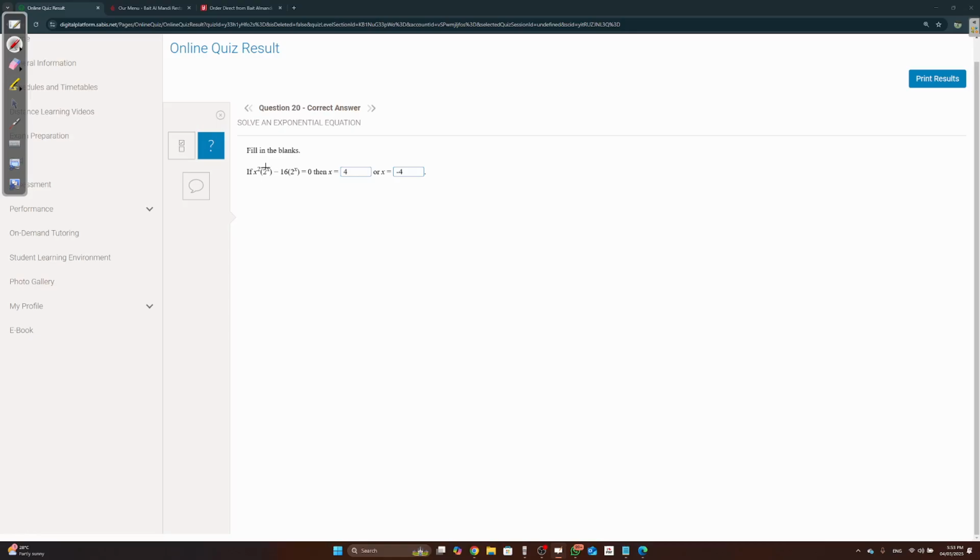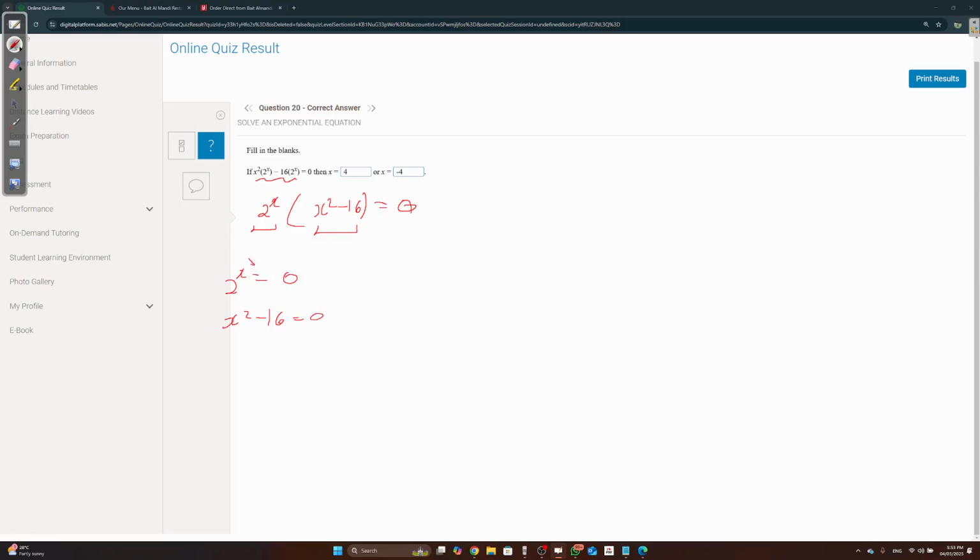So x squared times 2 to the power of x minus 16 times 2 to the power of x equals 0. How do you solve this? Obviously, we're going to factor out 2 to the x, and you're going to get x squared minus 16 equals 0. What happens when you have an equation like this? That means this equals 0 and this equals 0. So 2 to the power of x equals 0 and x squared minus 16 equals 0.